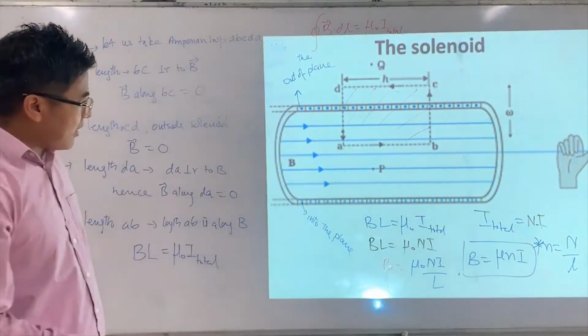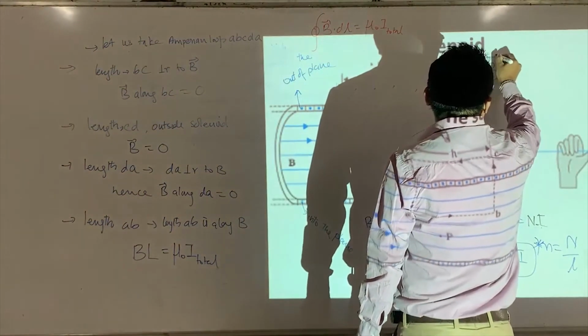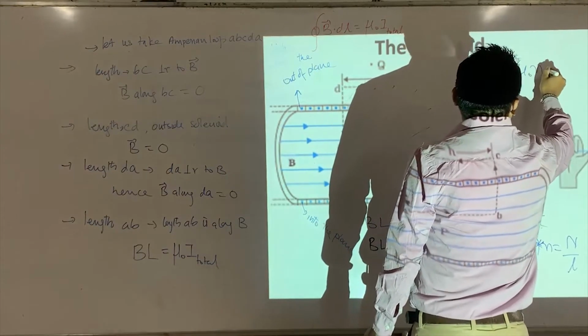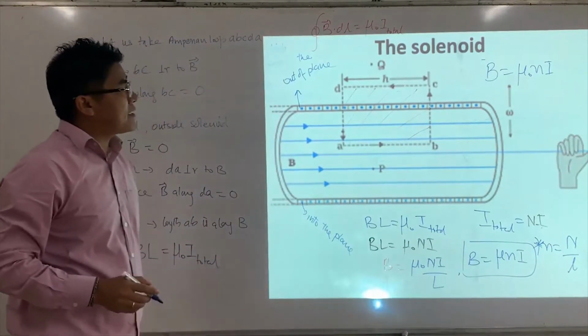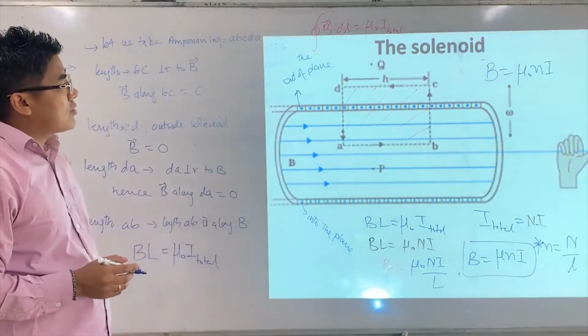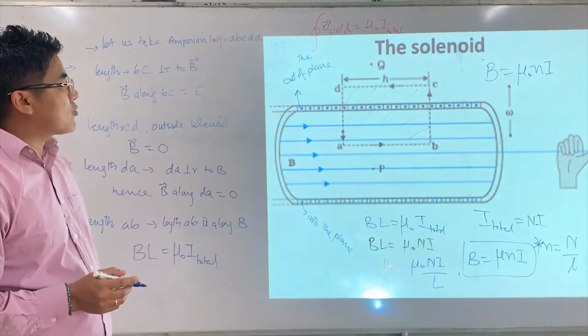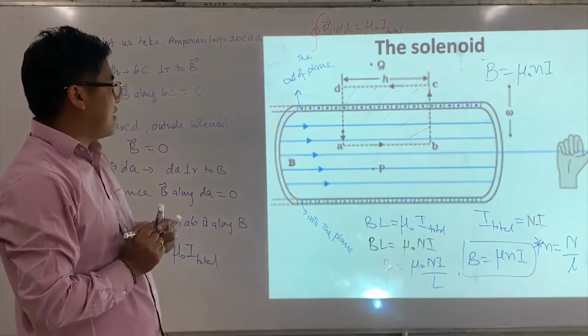So therefore the magnetic field inside the solenoid is mu naught n I. And mu naught is the magnetic permeability of vacuum, n is the number of turns per unit length, and I is the current passing through the wire. So this is the final answer.